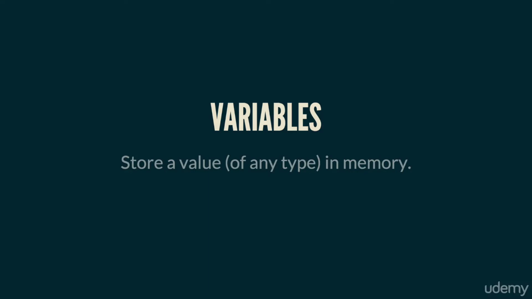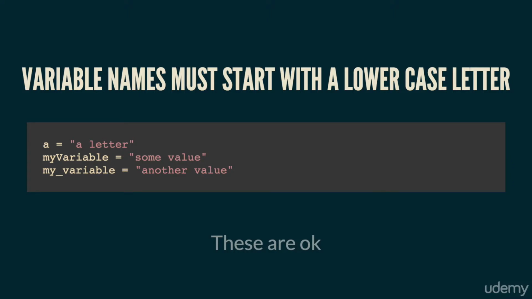So earlier we also learned about variables. A variable allows us to store a value of any type in memory. We'll learn more about the different types today. Let's talk a little bit about variable naming.